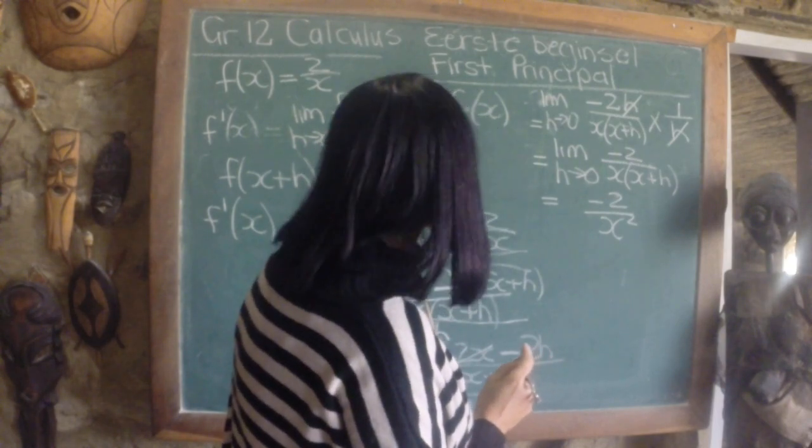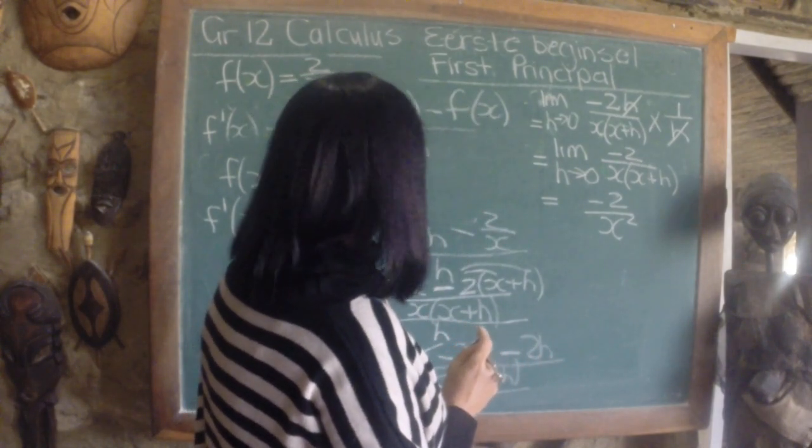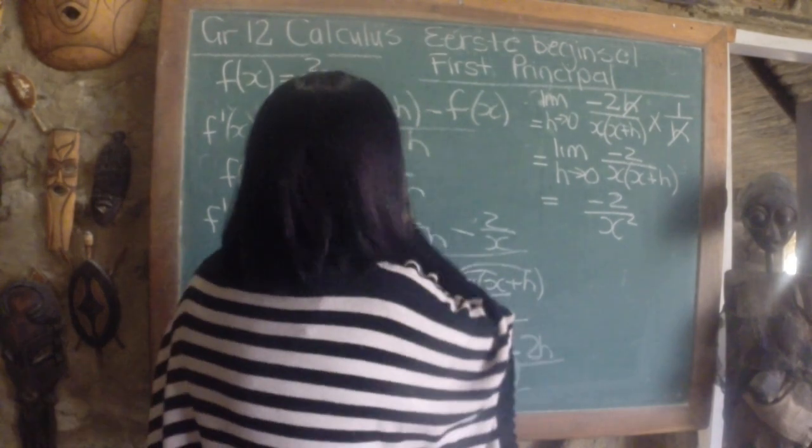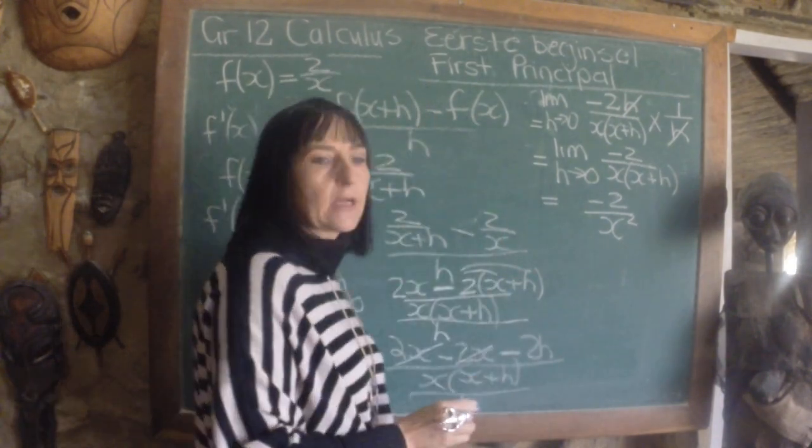Let me just quickly, die afgeleide van 2 op x. Hulle is mal daaroor om breuke te vra.